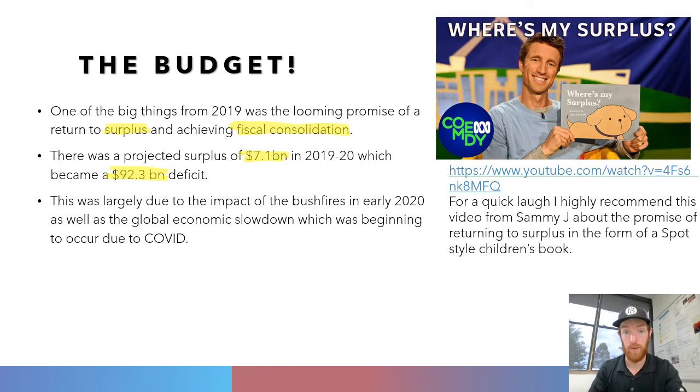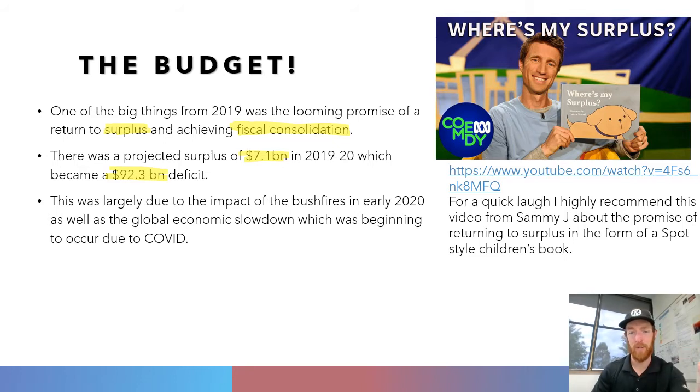So why is this? Well, most of it ended up being due to the impact of the bushfires in early 2020, as well as the global economic slowdown, which was beginning to occur due to COVID. Most of the significant things that happened in 2019 were the bushfires right at the end of the year and into early 2020. The bushfires are a major reason why that surplus became a deficit.